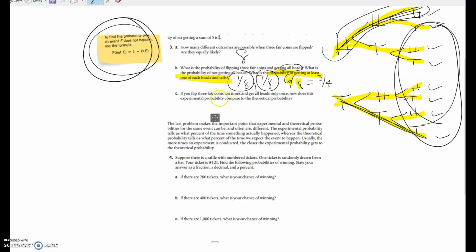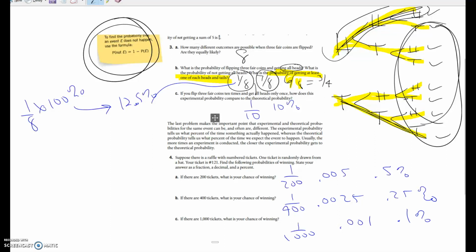Okay, try the rest, and I'm going to give you the answers, and we'll finish up here. Okay, so here's the answer for the rest of this page. 1 happening once out of 10 is 10%, but in reality, it should happen 1 out of 8. So that's 12.5%, and you are only getting 10%. So again, they're doing less than what one would expect.